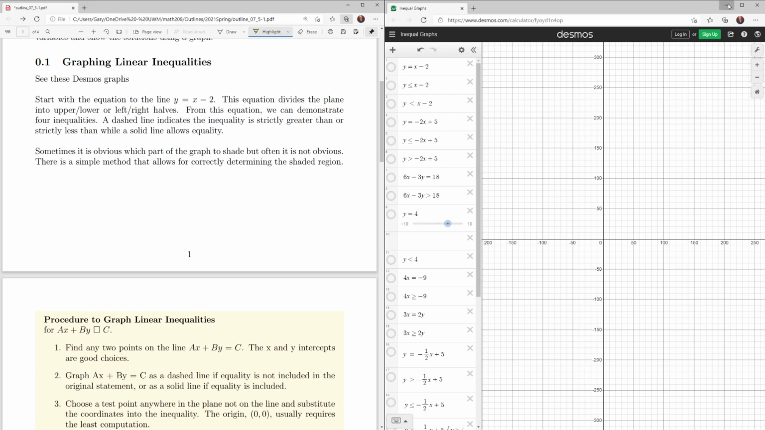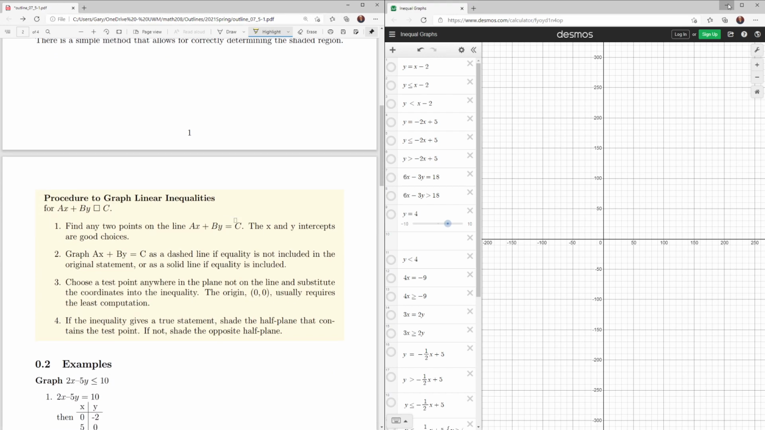So we're going to start with a procedure. So we have a procedure to graph linear inequalities. We start with the equation ax plus by is equal to c. And I've got this square little box here. That's intentional. This is not a mistake. This basically says this could be a less than sign, a greater than or equal to sign. We don't know what's going to go in there just yet.